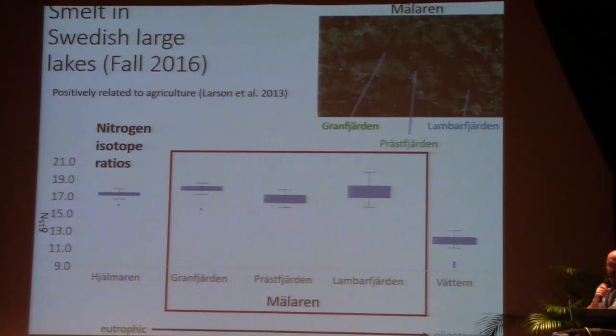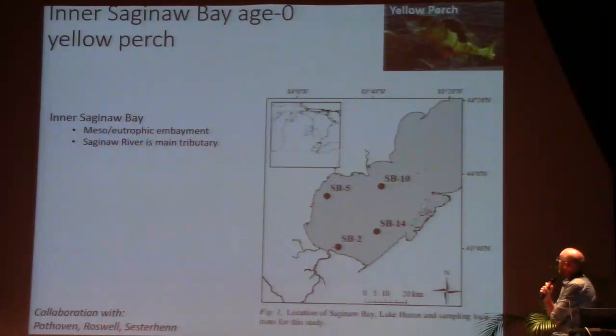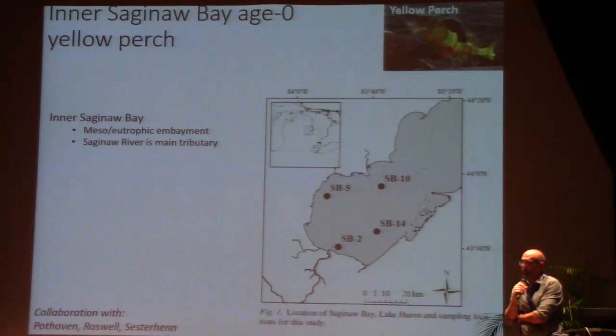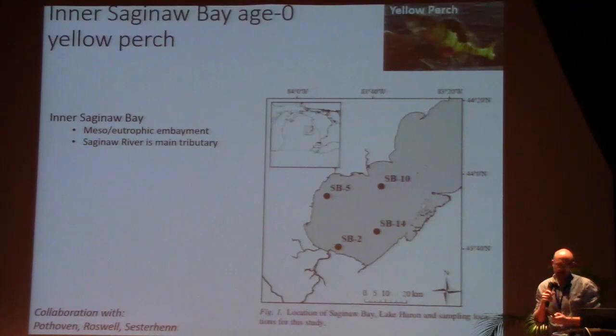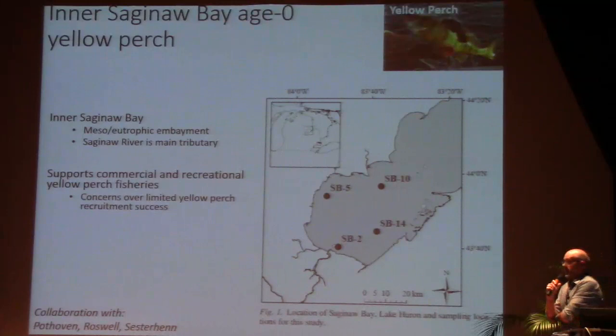Switching gears now from Europe to North America, looking at inner Saginaw Bay and focusing on age-0 yellow perch. Saginaw Bay is a mesoeutrophic embayment of Lake Huron. I think this bay is larger than any of the lakes in Sweden. The Saginaw River is the main tributary, which comes in right at the inner part of the bay. This river drains a large agricultural watershed.